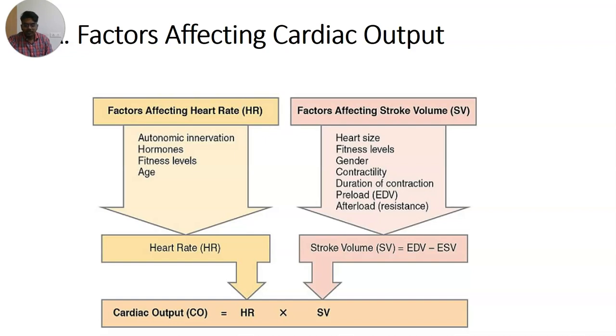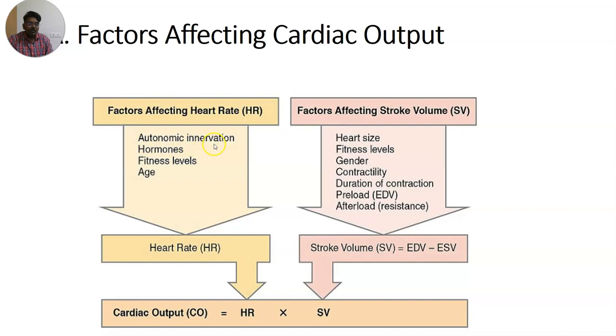This initial length of the muscle fiber is decided by the amount of blood present in the heart. So naturally, when the EDV increases, preload increases and force of contraction increases, which ultimately leads to an increase in the stroke volume, which leads to an increase in cardiac output, which ultimately leads to an increase in blood pressure. Now what are the factors which will affect the heart rate?